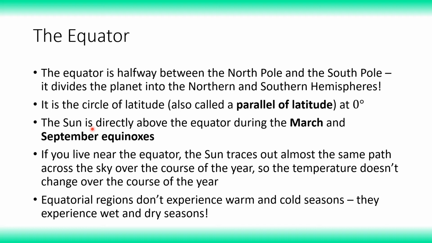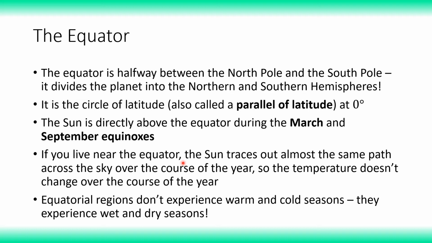strictly speaking, latitude-wise. And so the sun is directly above the equator during the March and September equinoxes. We're going to come back to talking about what this word is and what this all means by looking at some pictures a little bit later on. Now the idea is, if you live near the equator, the sun traces out pretty much the same path in the sky every day, all year. It might move a little bit, but it's basically going to be more or less straight up overhead, or a little bit one way or the other, over the course of the whole year.